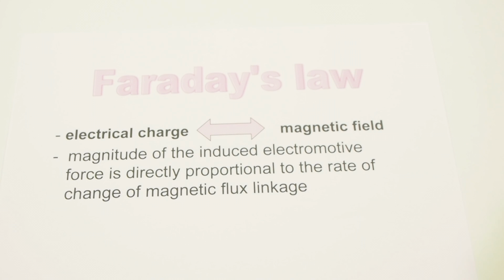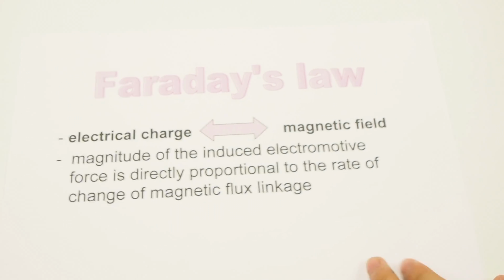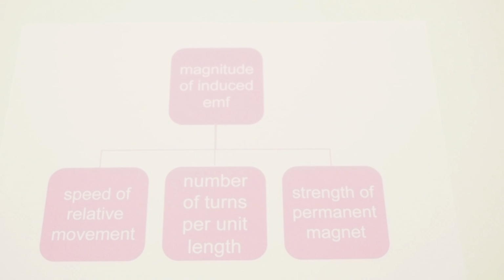Besides that, he also stated that the magnitude of induced electromotive force is directly proportional to the rate of change of magnetic flux linkage. Michael Faraday came up with ideas on how to increase the magnitude of induced EMF. There are three ways. The first way is to increase the speed of relative movement, the second way is to increase the number of turns per unit length, and the third way is to increase the strength of the permanent magnet.